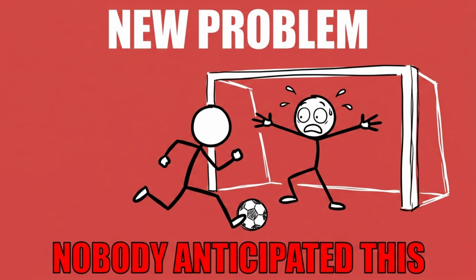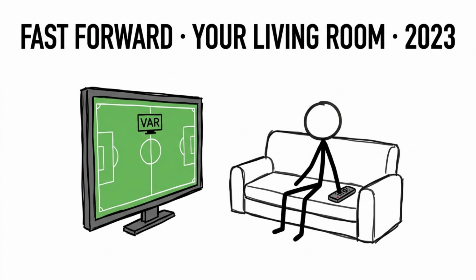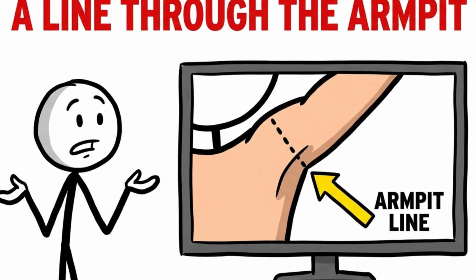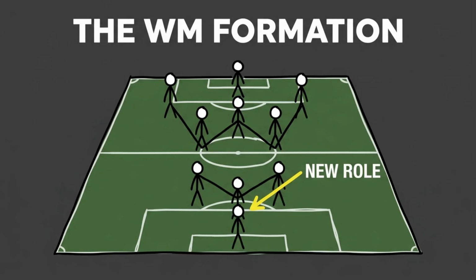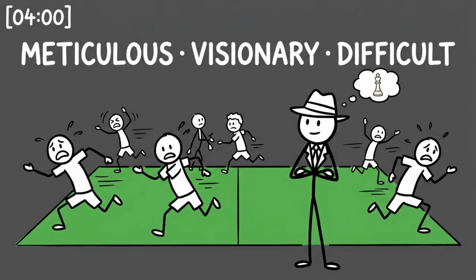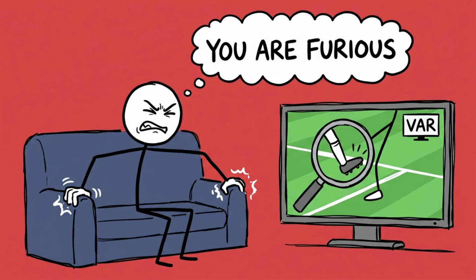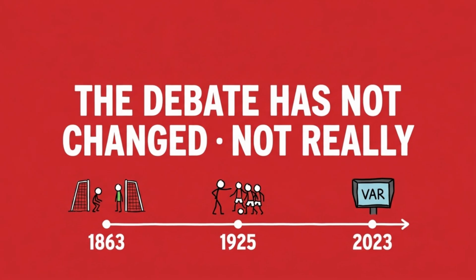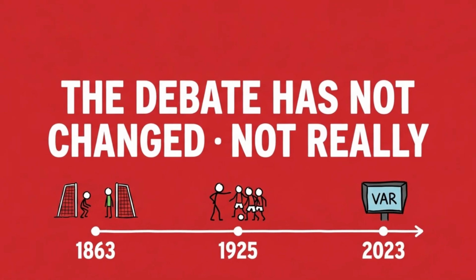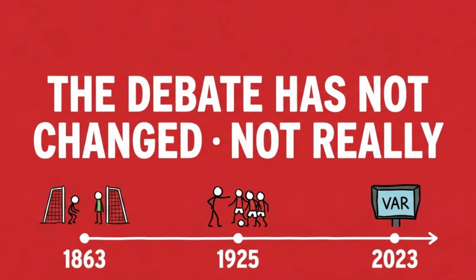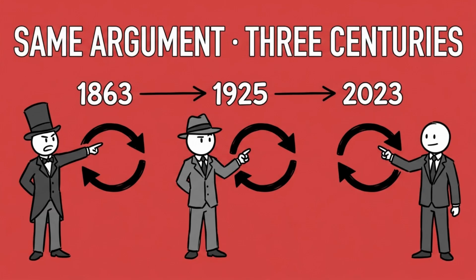The rule change did not just create more goals, it created an entirely new problem that nobody had anticipated, because now attackers could roam further forward than ever before. Defenses were suddenly exposed in ways they had never experienced. Teams that had relied on the trap were conceding at terrifying rates. The 1925 to 1926 season also saw some of the highest individual scores in English football history, matches that looked less like football and more like basketball played on grass.